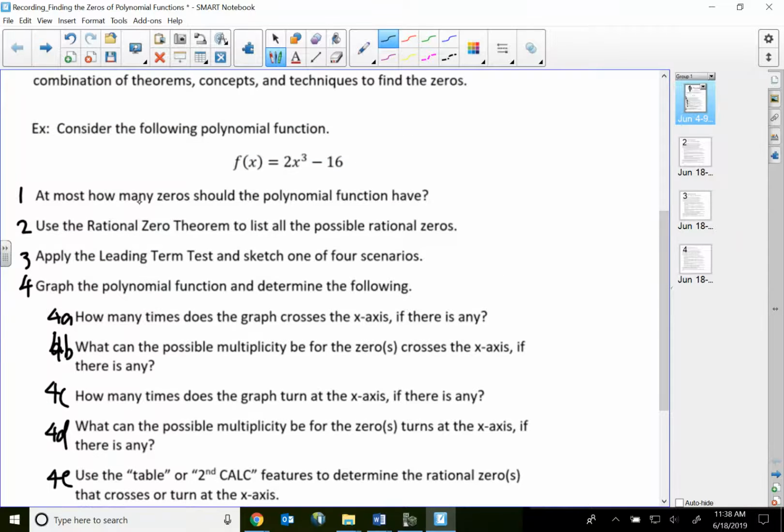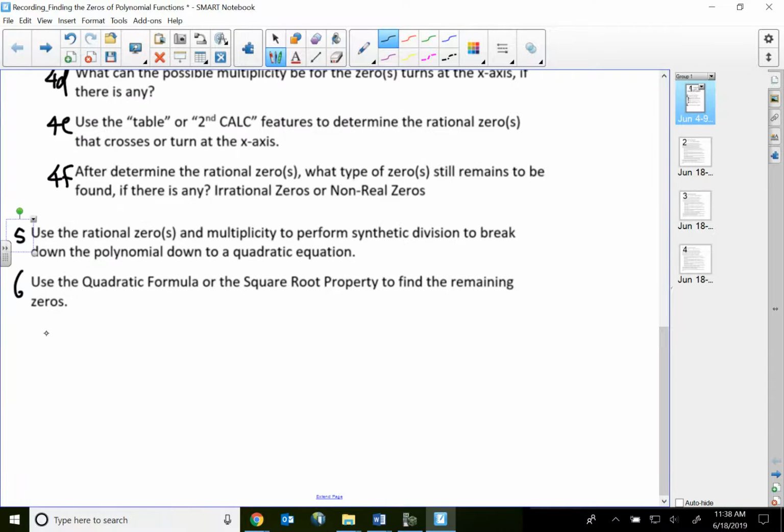All right. At most, how many zeros should the polynomial have? So let's look at the degree. Degree is 3. So since the degree is 3, I should have 3 zeros.